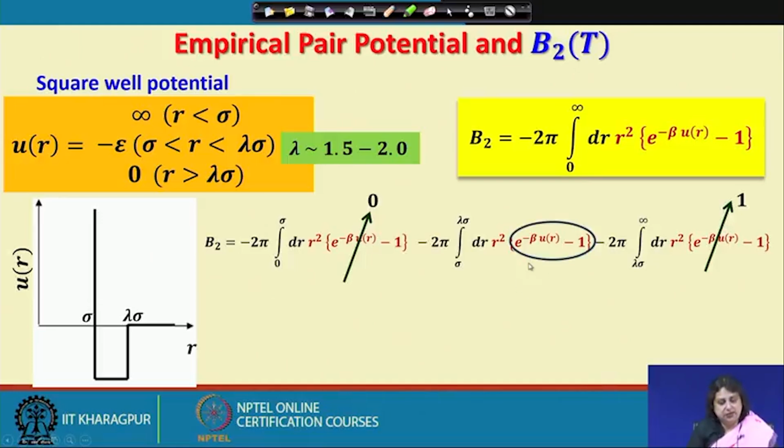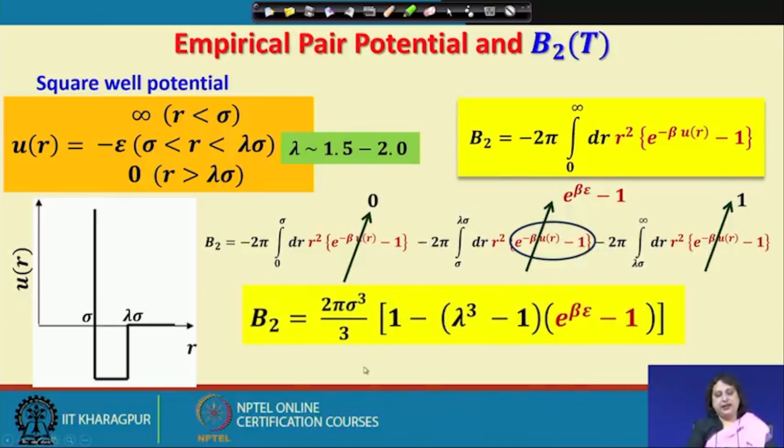have this intermediate region where this term is replaced by a factor e to the power of beta epsilon minus 1, which is independent of r, and this term can be taken out of the integration, and when you do the integration you find that now B 2 is given not only in terms of the hard sphere term, but a term which depends on temperature. So, that tells us very importantly that a combination of repulsive as well as attractive interaction is very important in describing the temperature dependence of B 2.